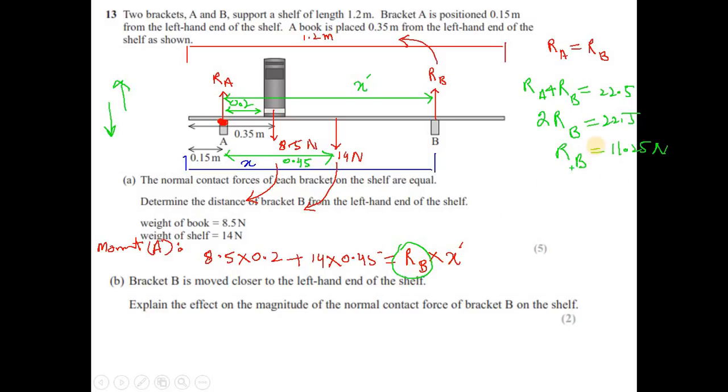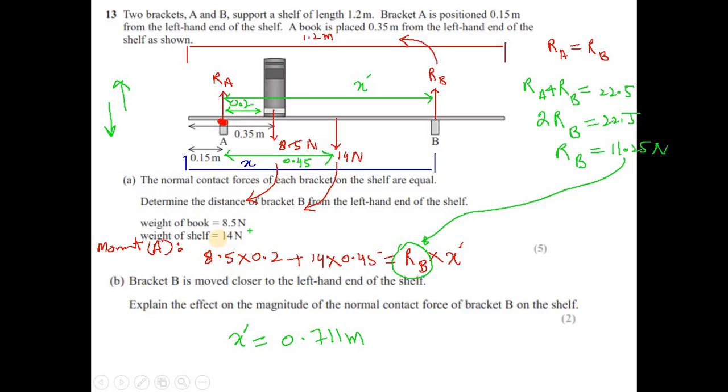So if you substitute 11.25 in place of RB, you can figure out x dash. So x dash will be equal to, if you put this 11.25 here, and then you can do your maths, you can figure out x dash. Then x dash will be equal to 0.711 meter.